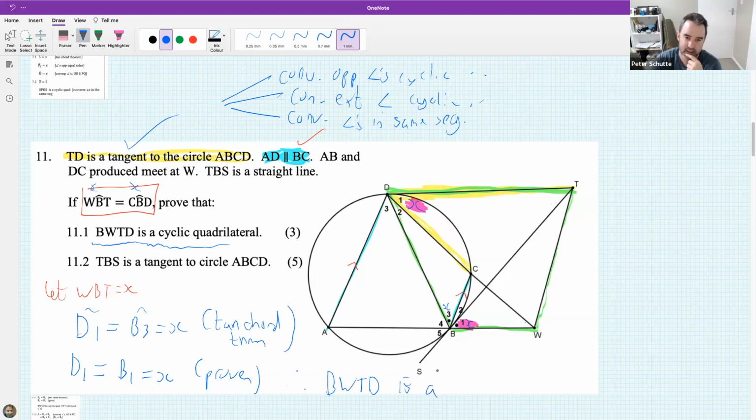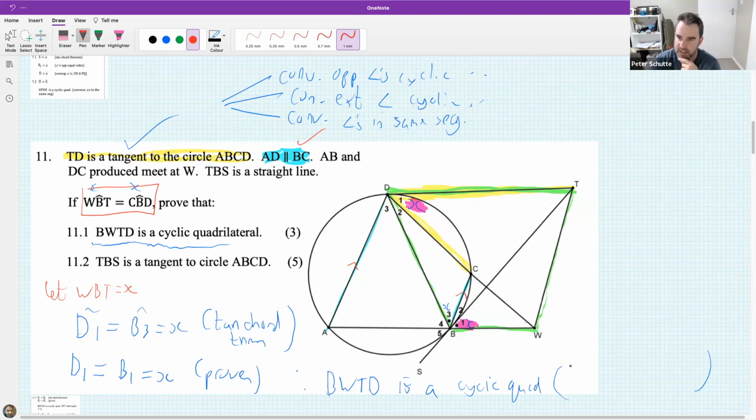BWTD is a cyclic quad, and the reason is going to be, yep, converse angles in same segment. And therefore, we've proved that a circle could fit through here. Okay, nicely done. Now, the next part of the question is to show something is a tangent to ABCD.